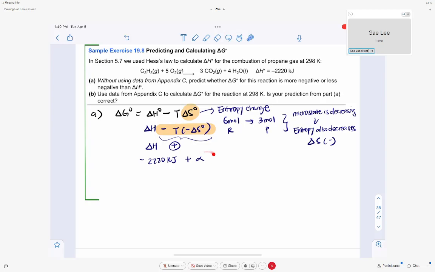It doesn't matter how much you're adding. If you're adding a positive value to this negative value, the delta G is going to be less negative.